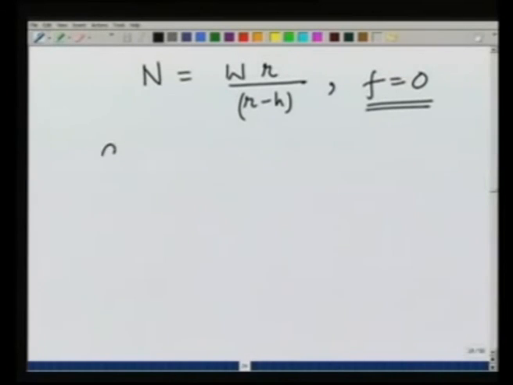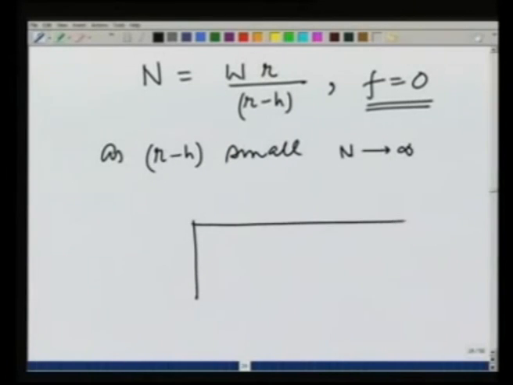Notice that as R minus h becomes small, N goes up. So, therefore, the normal reaction keeps on increasing as h becomes larger and larger.